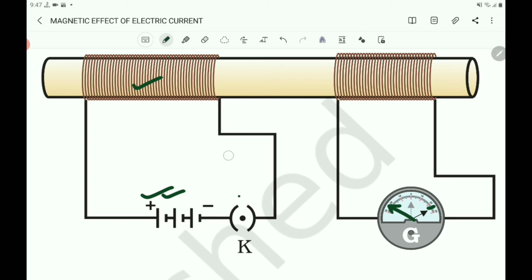Here you observe when the plug key is inserted, suddenly there is a deflection, and when the plug key is disconnected, it is removed, then also there is a sudden deflection. So you can conclude that potential difference is produced in coil 2 whenever the electric current through coil 1 is changing, meaning it is starting or stopping. Coil 1 is called the primary coil, and coil 2 is called the secondary coil.